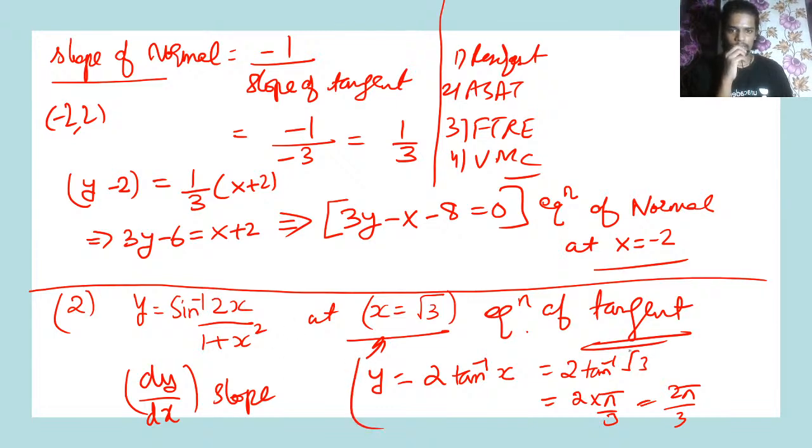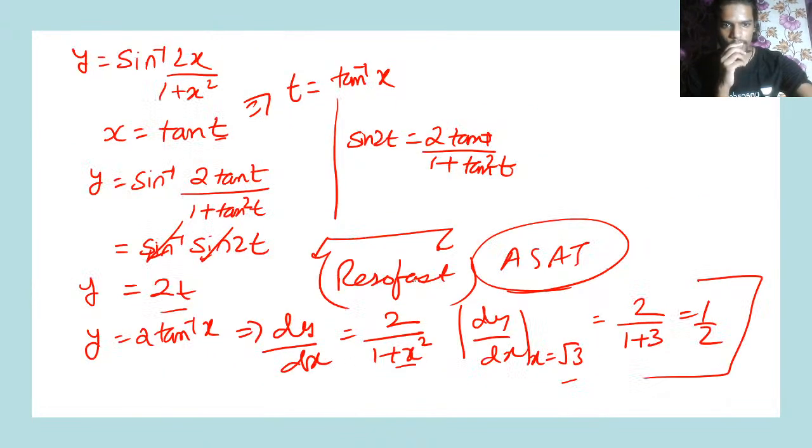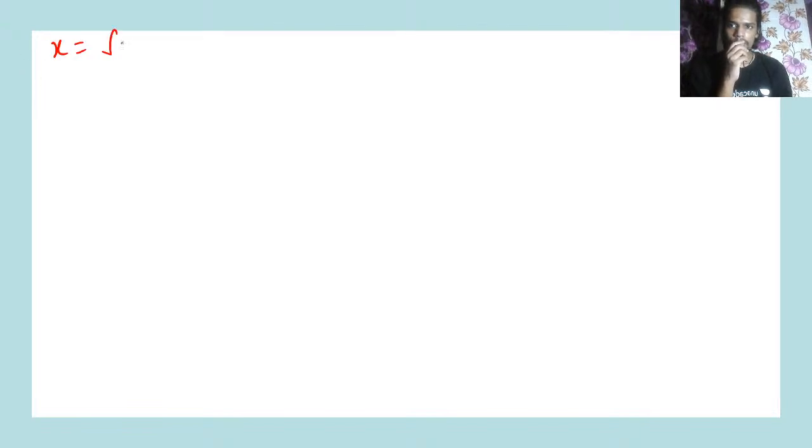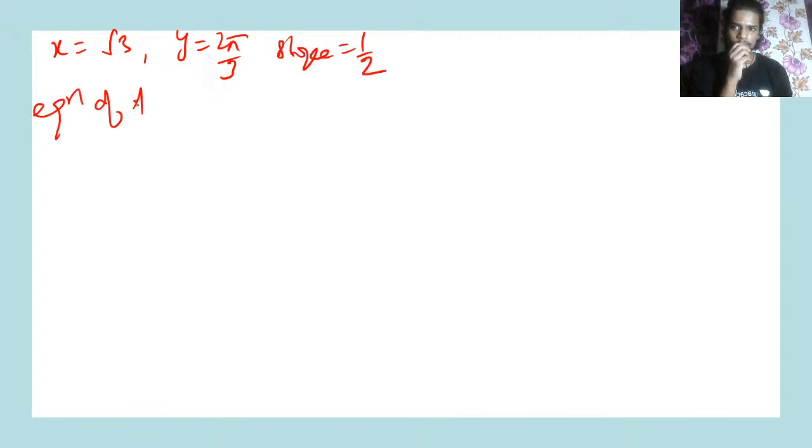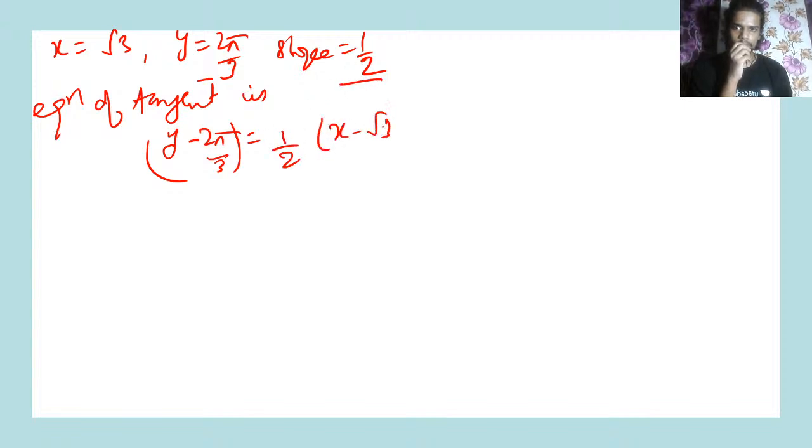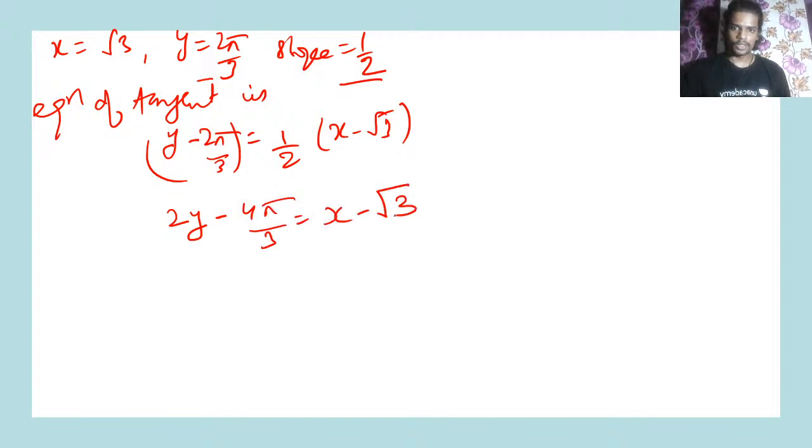Okay, so this is our y, this is our x. So finally we have x equal root 3, y equal 2 pi by 3, and slope is equal to half. So the equation of tangent is y minus y1 is equal to m, which is half, x minus x1. Okay, if you solve this, you will get 2y minus 4 pi by 3 equals x minus root 3.